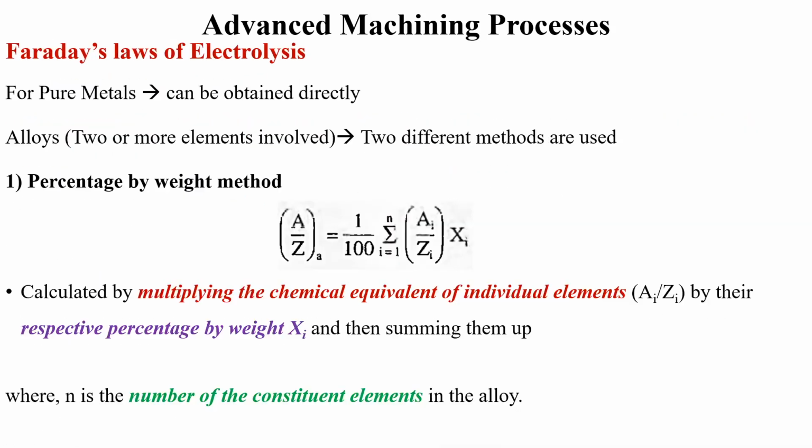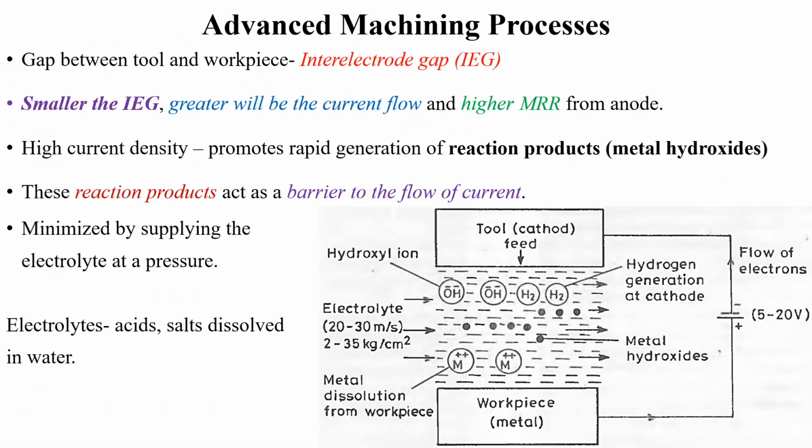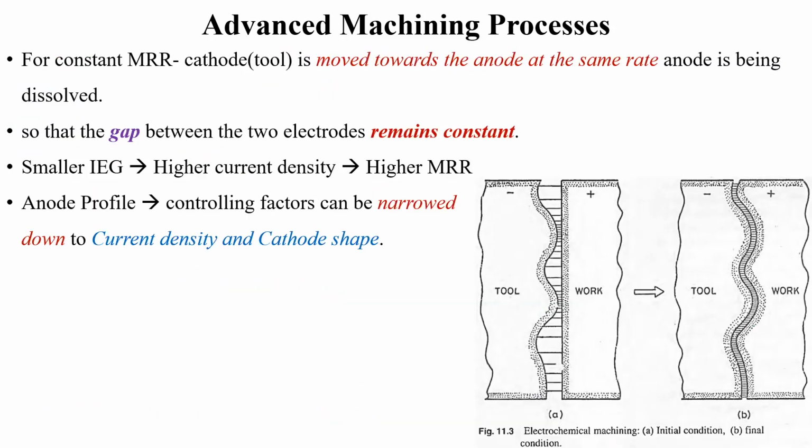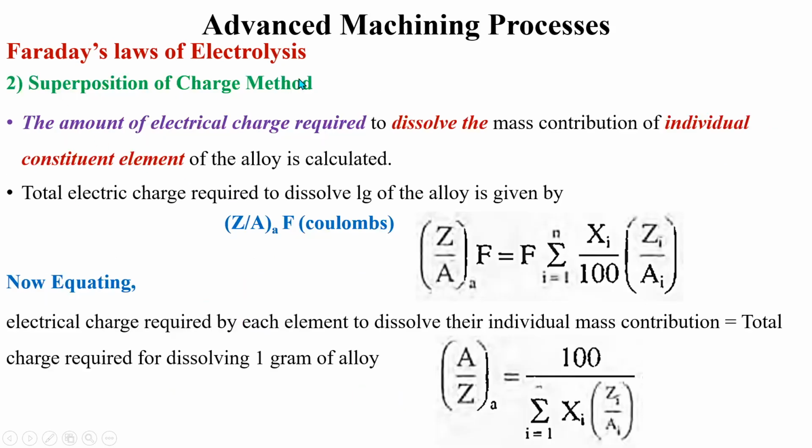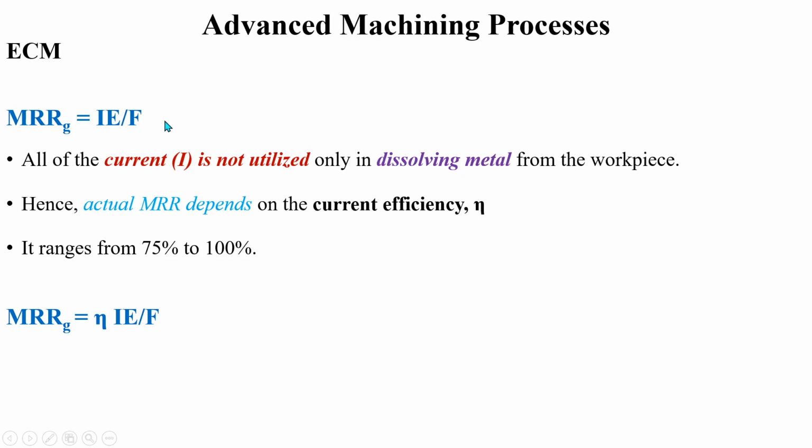So this is the basic. Go through the basic mechanism of the electrochemical machining process. You can refer to Advanced Machining Processes by V.K. Jain to get detailed information. Go through the problems in it. Sometimes the exams may have problems related to the calculation of the electrochemical equivalent by using the percentage by weight method and the superposition of charge method. Similarly, calculating the MRR.